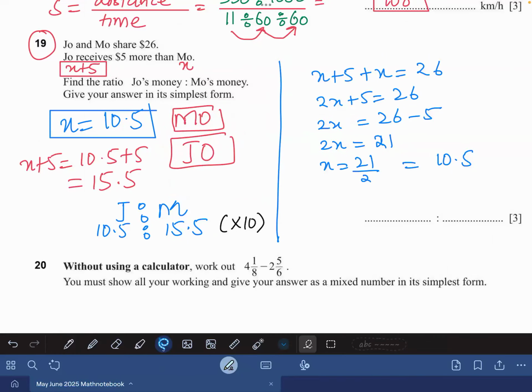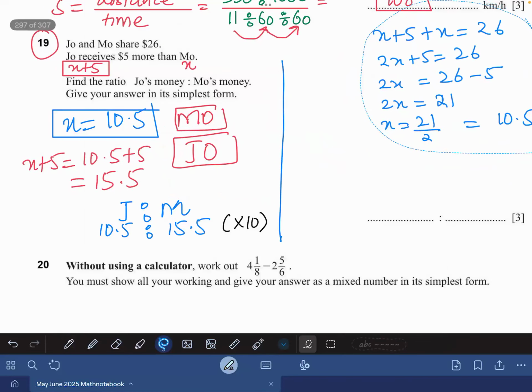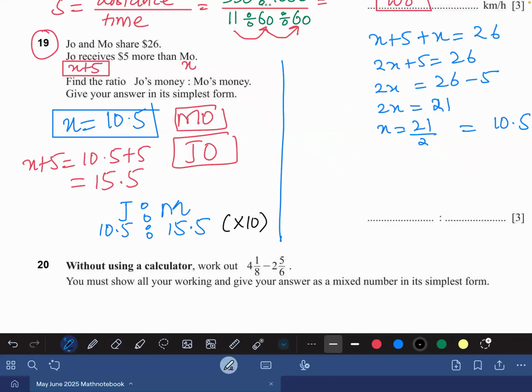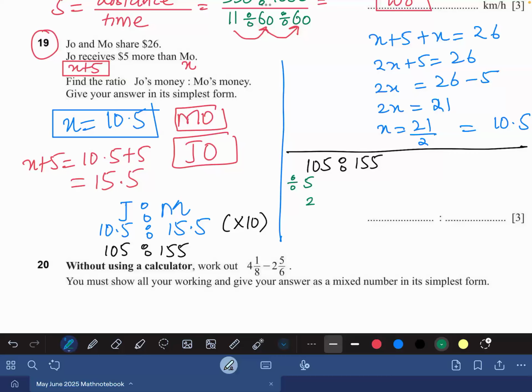Yes sir, should I multiply by 10 so that the decimals are removed? It becomes 105 ratio 155. Now 105 ratio 155 means dividing 105 by 155. So can I divide by 5? 105 divided by 5 is 21, ratio 31. Agree or not, everybody? 21 ratio 31 is the final answer for Joe and Mo's share.